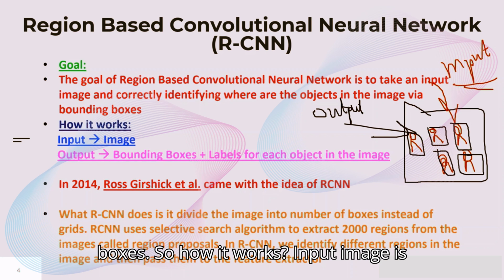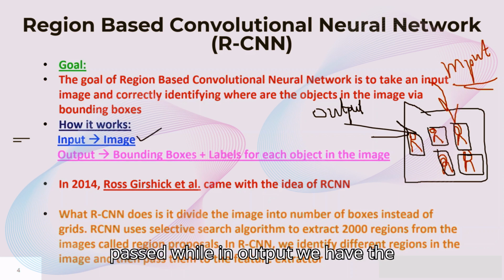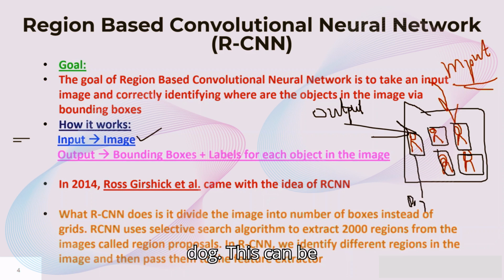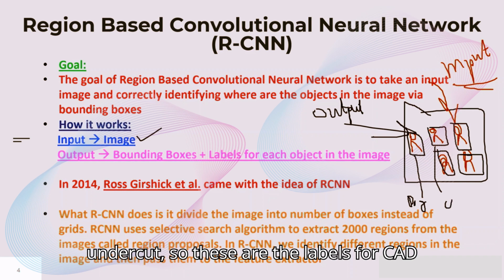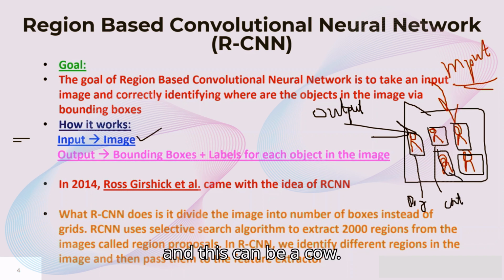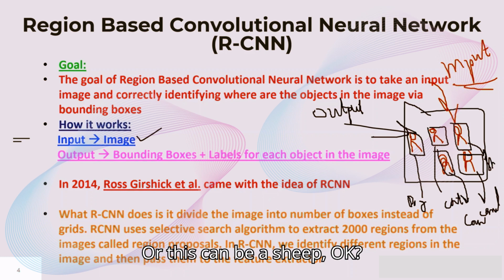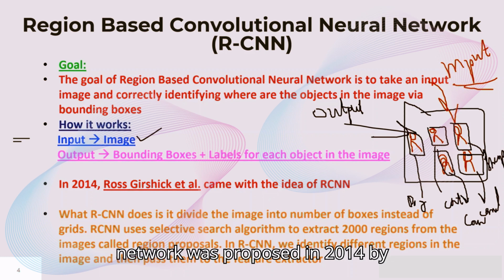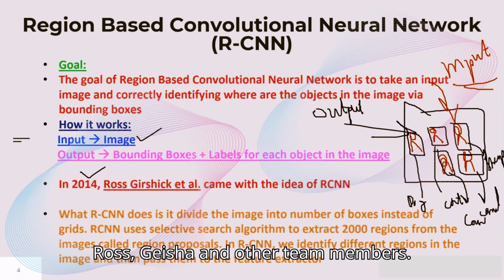So how it works: an input image is passed, while in the output we have the bounding boxes plus a label for each object in the image. Like this can be a dog, this can be a cat, so these are the labels, and this can be a cow, or a camel, or a sheep. The region-based convolutional neural network was proposed in 2014 by Ross Girshick and other team members.